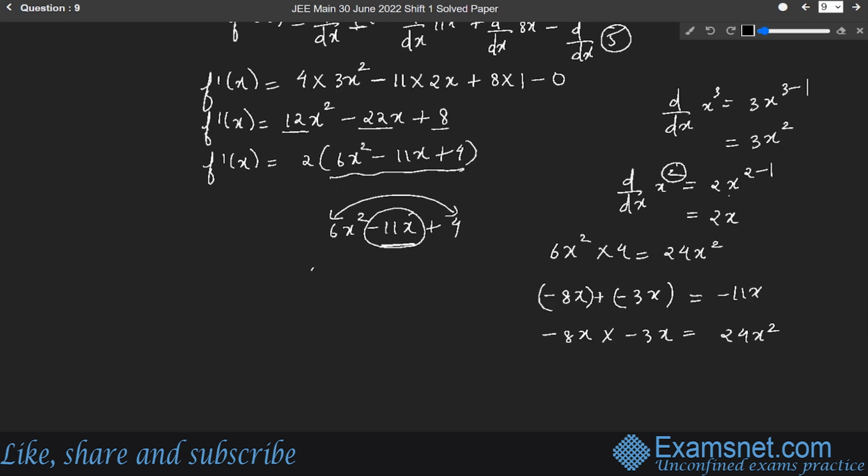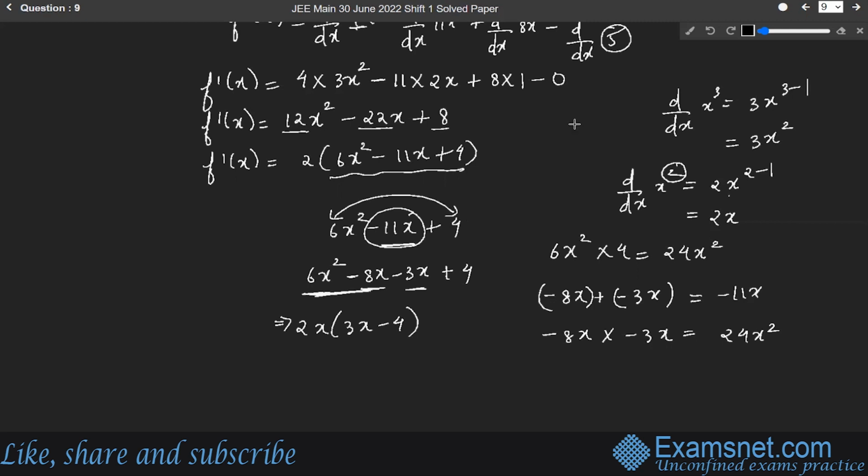So let us write it. 6x square minus 8x minus 3x plus 4. Okay. Now let us rearrange these terms. Minus 8x minus 3x is minus 11x only, right? So now let us look at the first two terms, 6x square and minus 8x. If we take 2x common, then what will remain here? 3x minus 4, right?